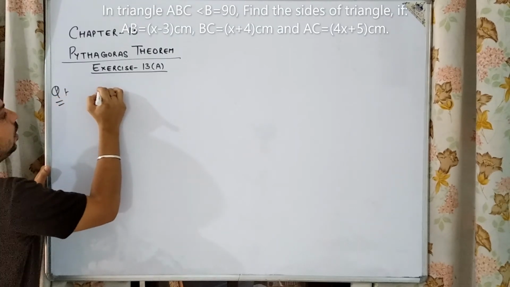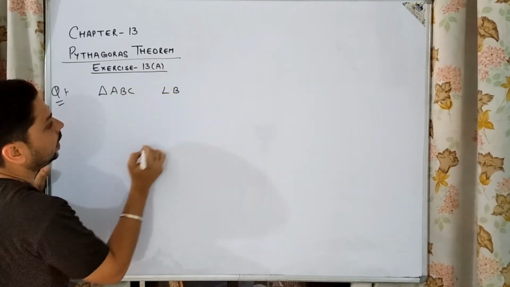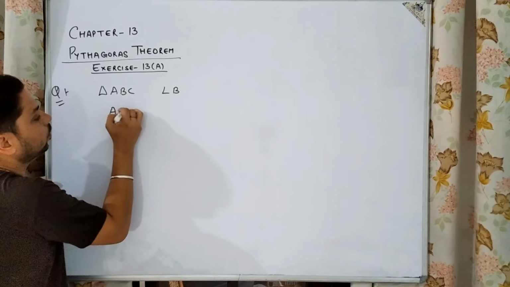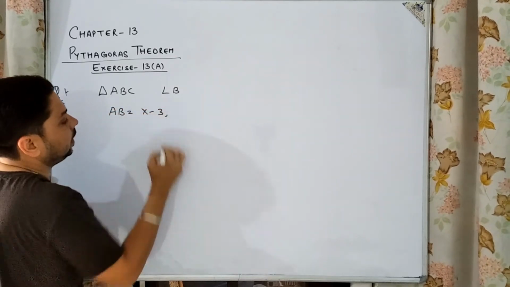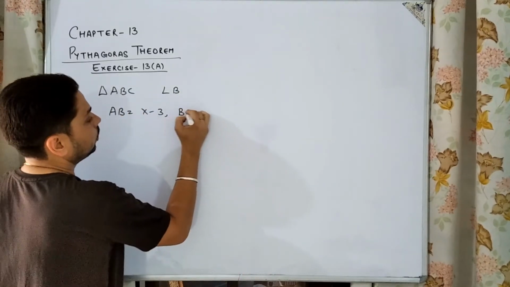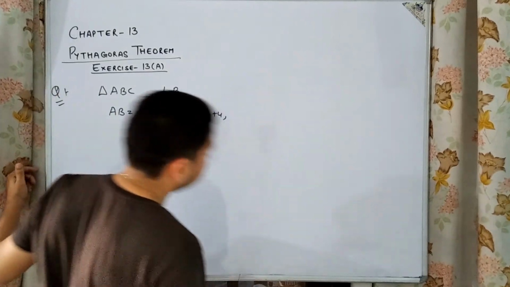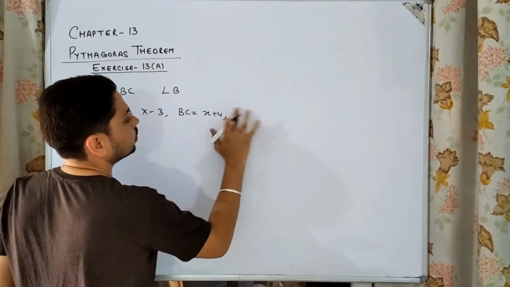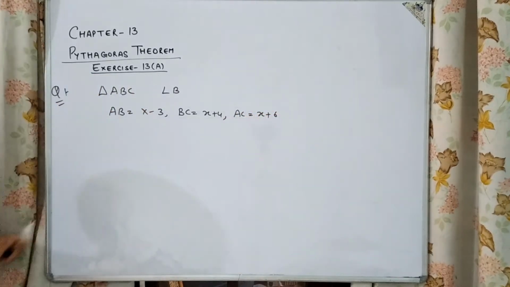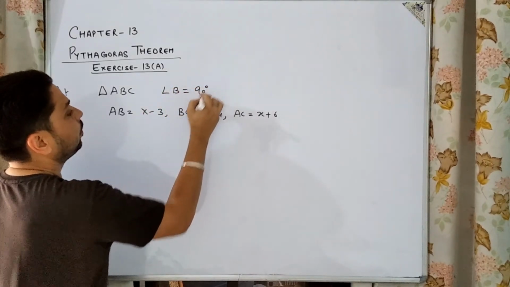We have a question. Triangle ABC, right angle at B. Three sides are AB is equal to x minus 3, then we have BC is equal to x plus 4, then we have AC is equal to x plus 6. These are the three sides of a right angle triangle, right angle at B here.